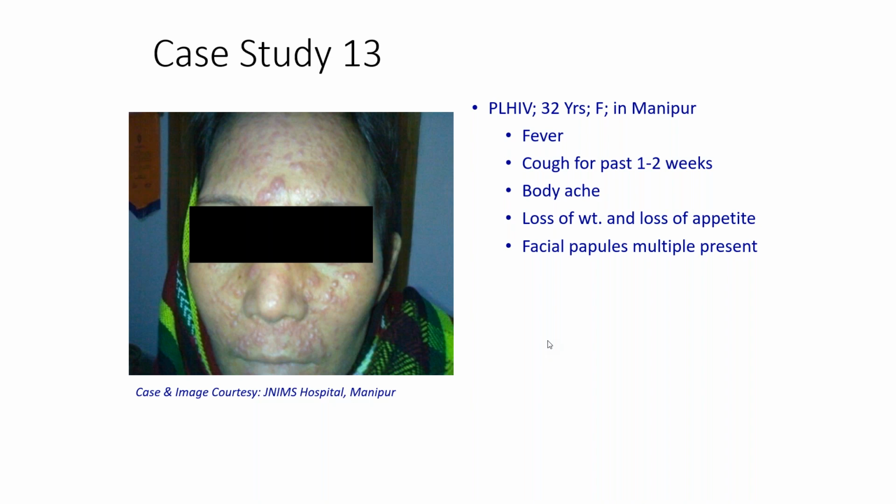So, I was going to come to that question. Suppose the patient was not from Manipur. Suppose the patient was from Delhi. Then what will you do? Suppose this lady was a resident of Delhi and has never gone to the Northeast. What will your differential diagnosis be? Nobody?